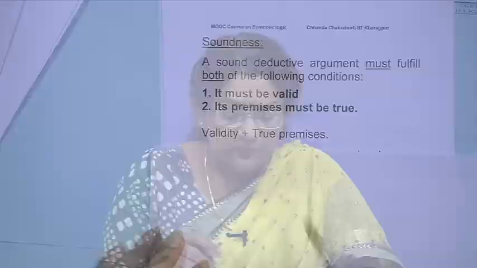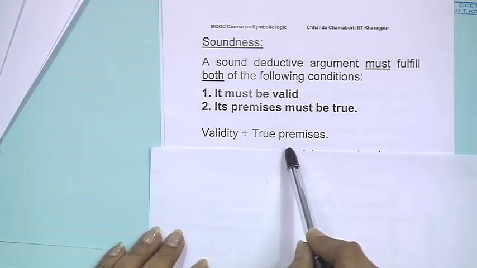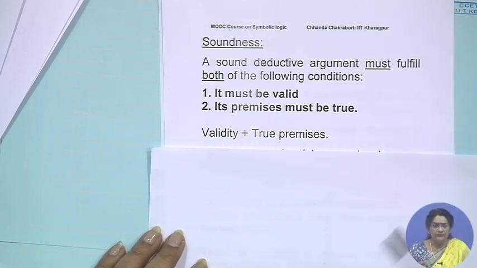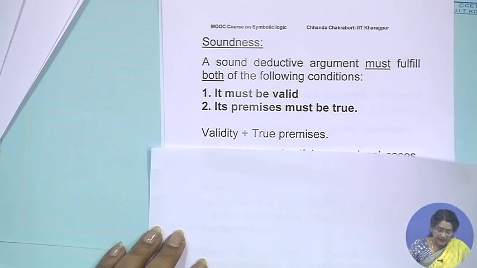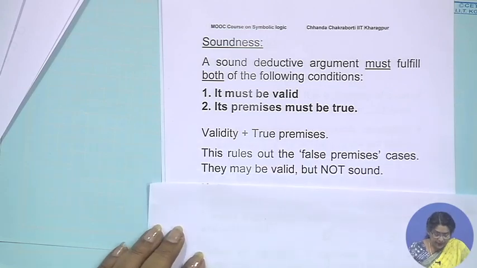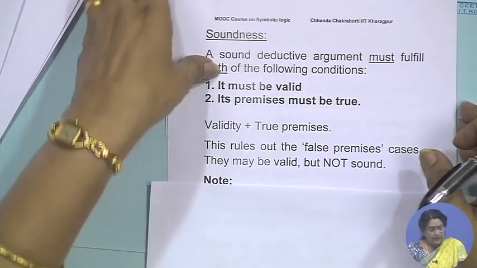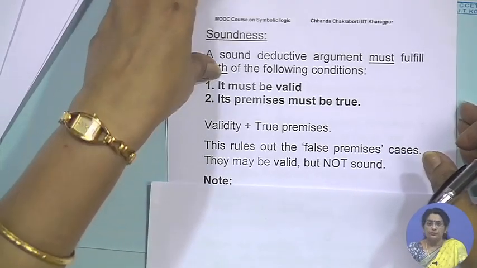Validity is required, but on top of it, if you can get true premises, then you have soundness. So, validity is the minimal requirement, and after that what we ask for is whether it is also sound. Obviously, sound arguments are more desirable than barely valid arguments. That is what you need to remember. So, the false premises situation is ruled out, which are valid, but not sound.